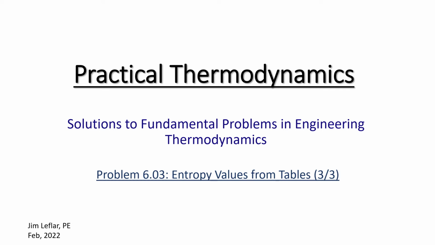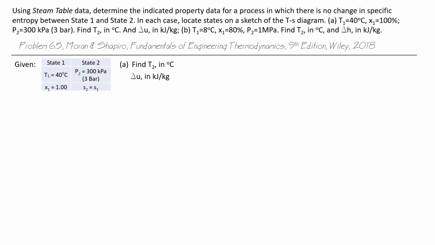Let's solve the third of three problems that we have in this series, in which we are going to find entropy values in tables. Using steam table data, determine the indicated property data for a process in which there is no change in specific entropy between state 1 and state 2.